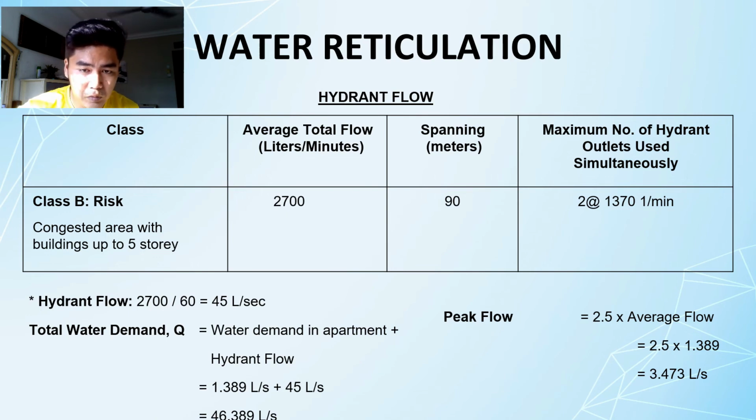For the total water demand in the apartment, or what I can say is the hostel, the hydrant flow is 1.389 liter per second plus 45 liter per second. It will get 46.389 liter per second. The peak flow is 2.5 average flow, which is 2.5 times 1.389, so it will get 3.473 liter per second.